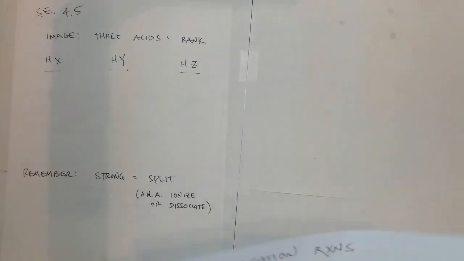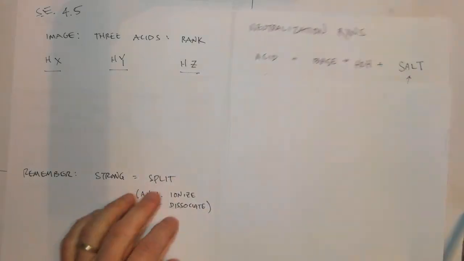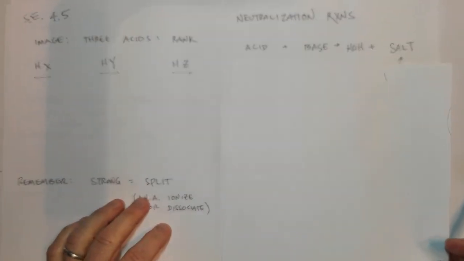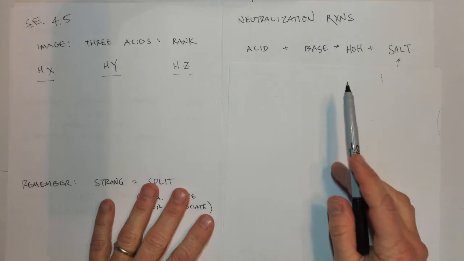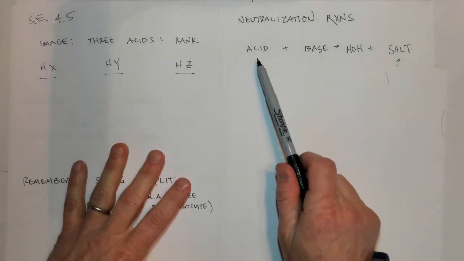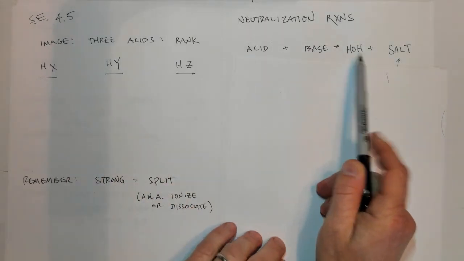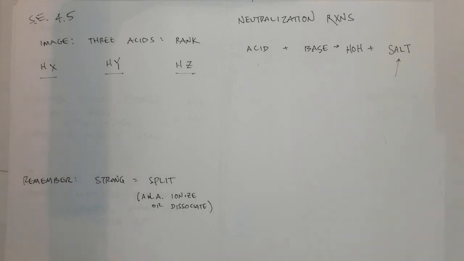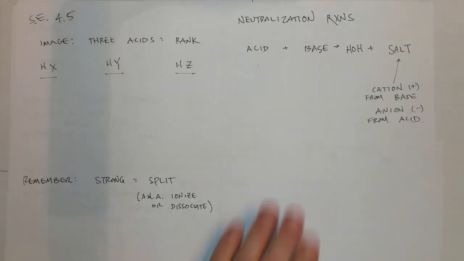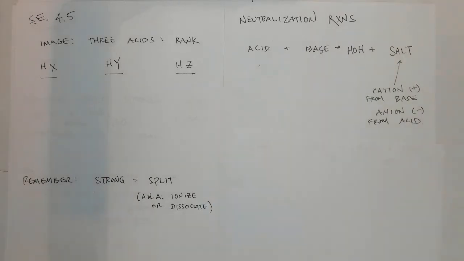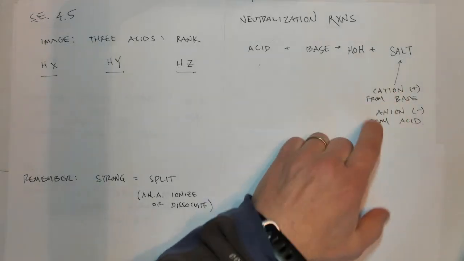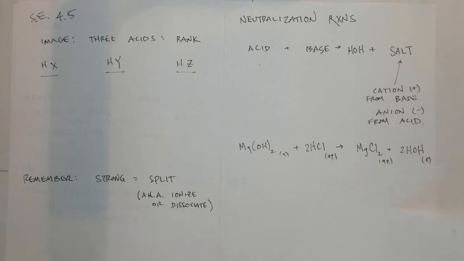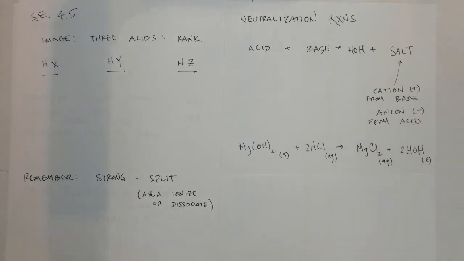So acids and bases react in what are called neutralization reactions. They neutralize one another. So an acid plus a base makes water and something called a salt. A salt is something that has a cation from a base and an anion from an acid. Remember, cations are positive and anions are negative. Here's an example of a neutralization reaction.